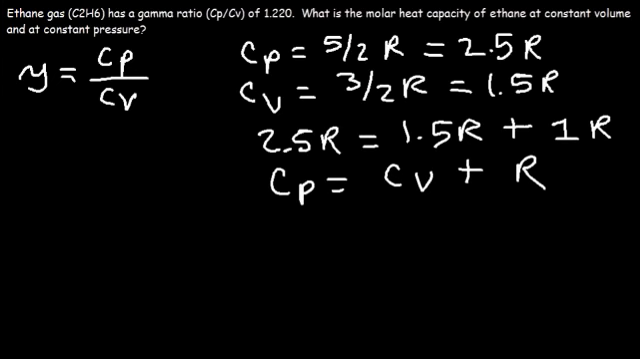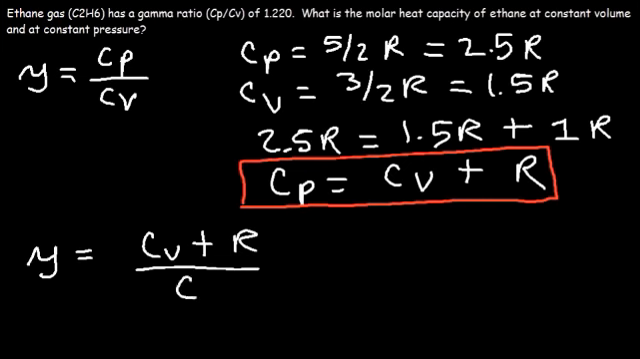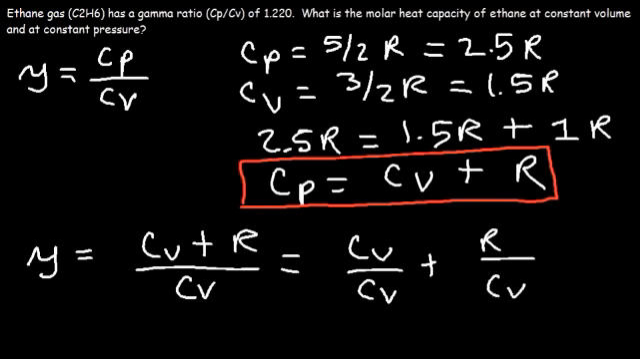So using this relationship, which is very accurate for ideal gases, we can say that gamma is equal to Cv plus R divided by Cv. So basically, we replace Cp with Cv plus R. And we could separate this into two fractions. We could divide Cv by itself and R by Cv, which means that gamma is 1 plus R divided by Cv.